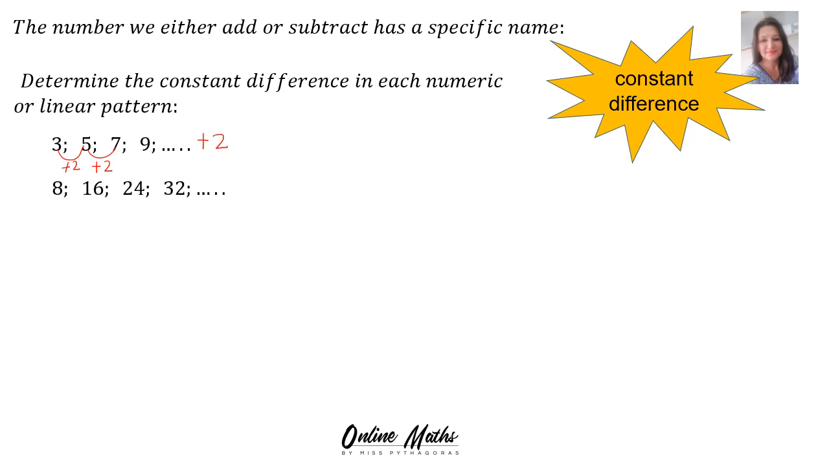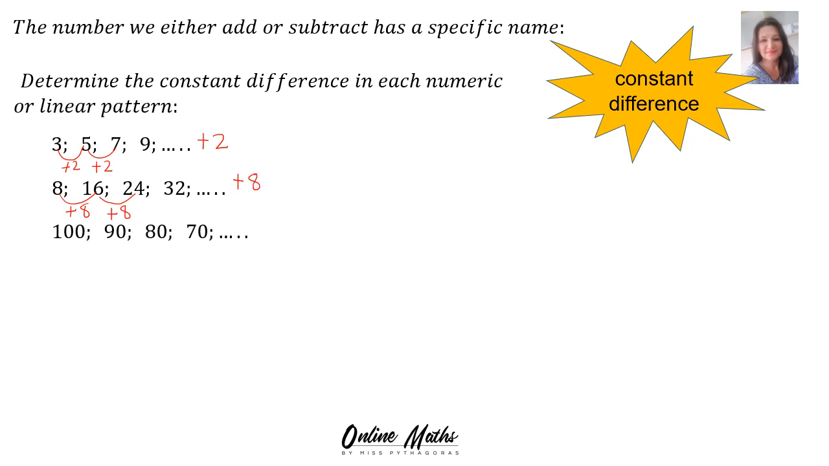When I give you the sequence or pattern 8, 16, 24, 32, do you agree? To get from 8 to 16, you added 8. To get from 16 to 24, you added 8. Therefore, the constant difference for this linear pattern is plus 8.